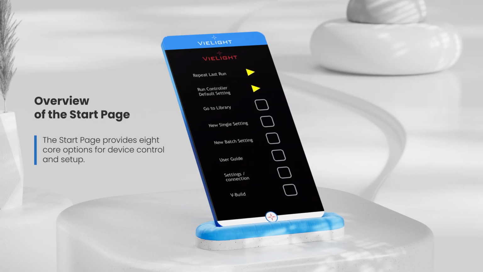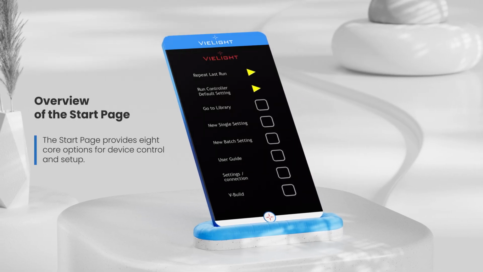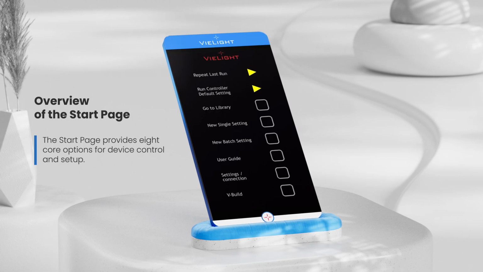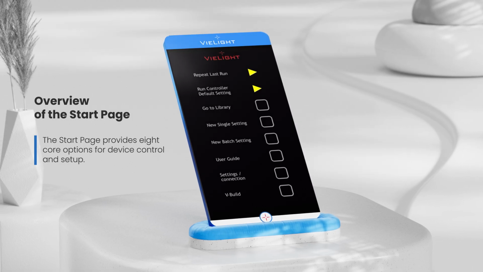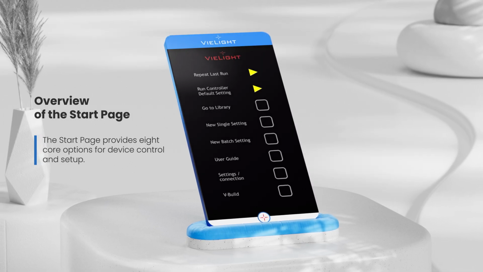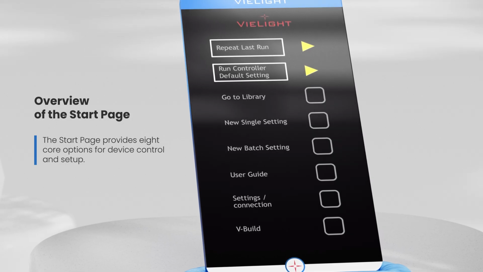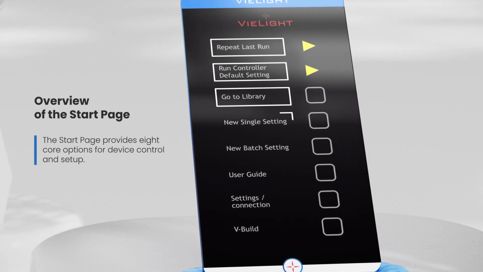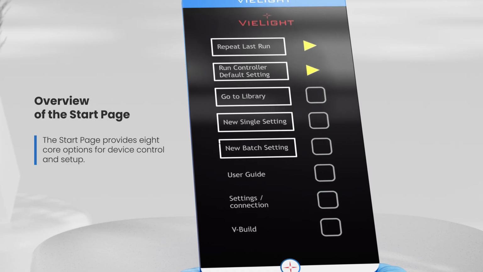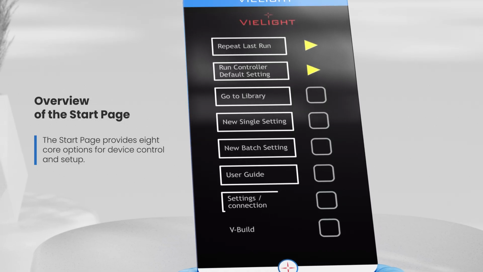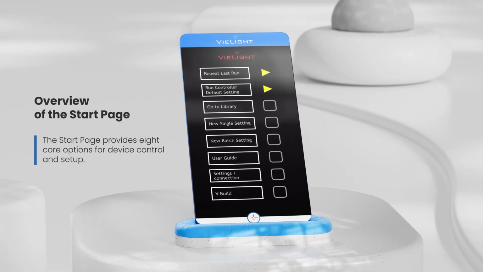Now that your device is connected to the GUI, let's explore the range of customization options available for your Neuro Pro 2. This is your start page, which includes 8 options: repeat last run, run controller default setting, go to library, new single setting, new batch setting, user guide, settings/connection, and vBuild.